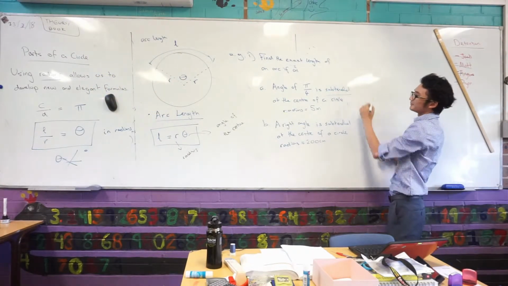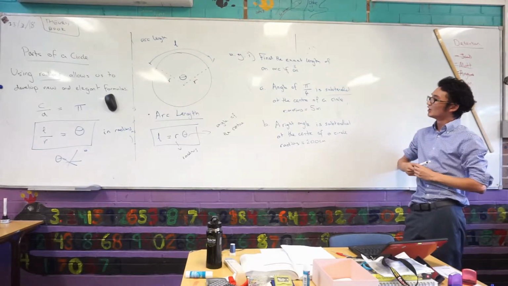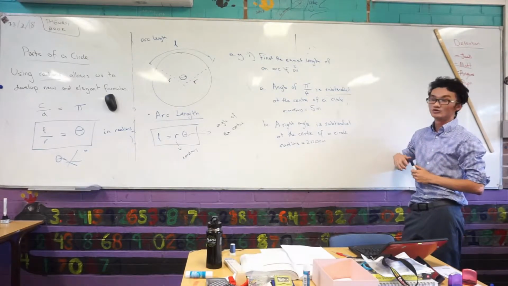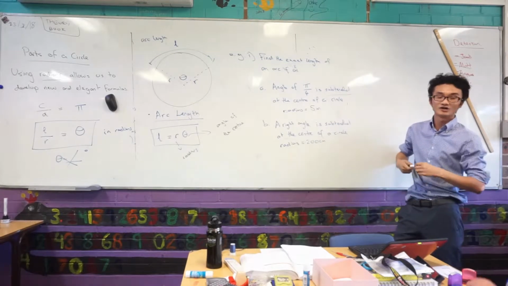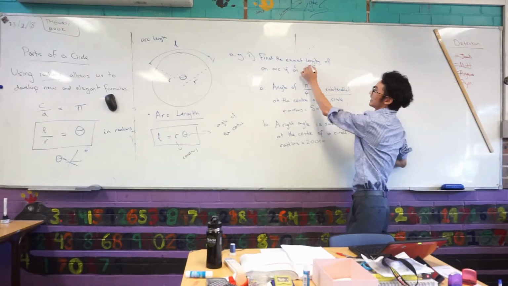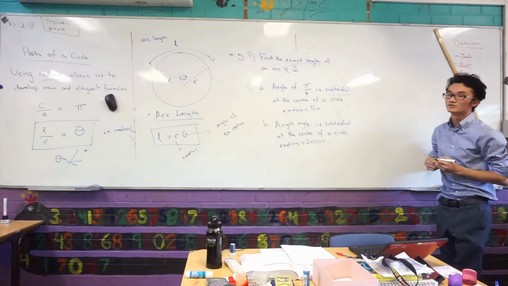So example A. I've got an angle of pi on 4 subtended at the center of a circle, radius 5. So really, I'm trying to find the exact length of an arc. When you see exact length, what are you thinking there?